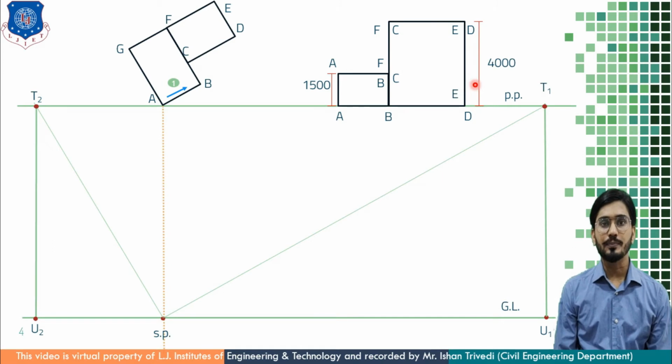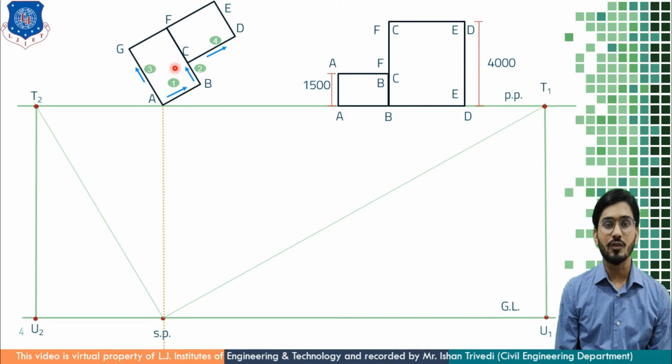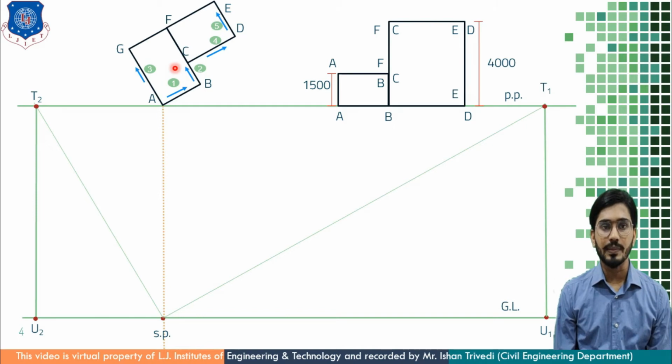So now understand the procedure. A to B, I am going towards the right hand side. That is our first step. Then from B to C I am going towards the left hand side. Then A to G, that is our third step. I am going from A to G, that is on the left hand side. Then C to D, that is our fourth step. The direction is from left to right, so I am going towards the right hand direction. Then D to E, that is also on the left hand side.